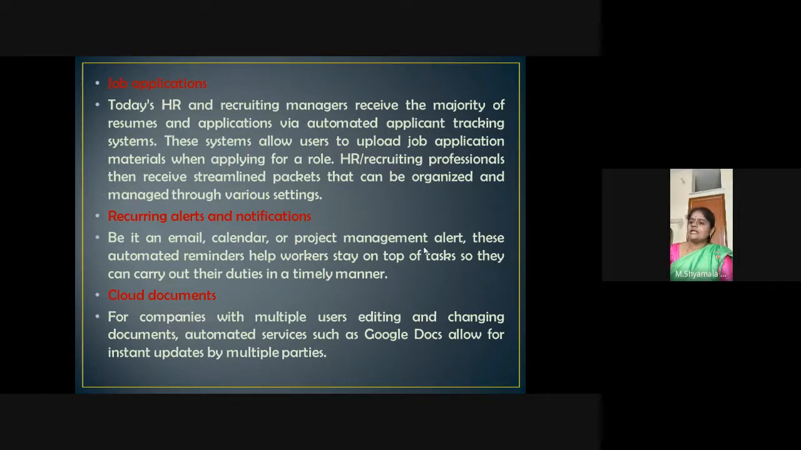Next is recurring alerts and notifications. Normally, we will receive many notifications, calendars, emails, and project management alerts. We are receiving them in a timely manner.